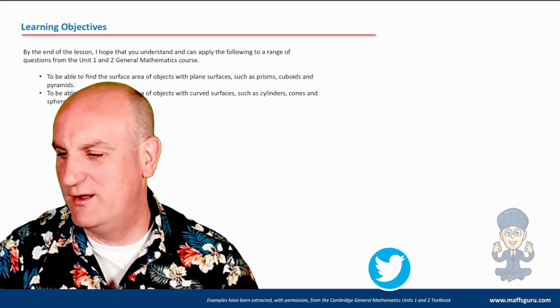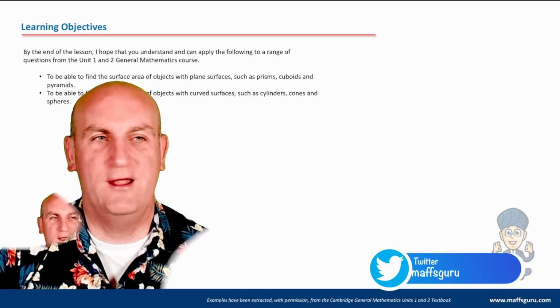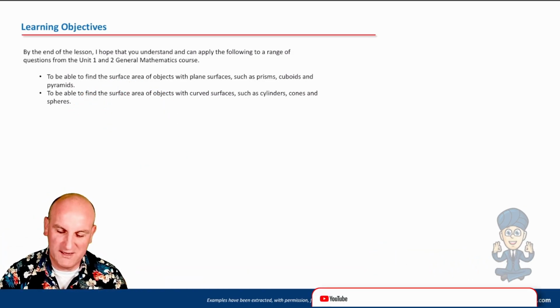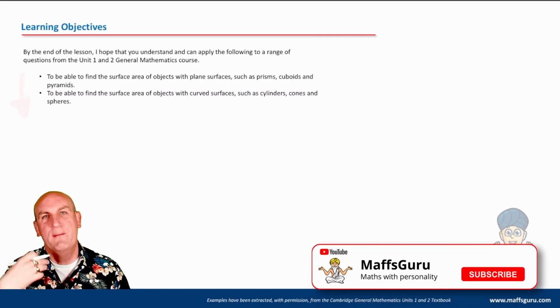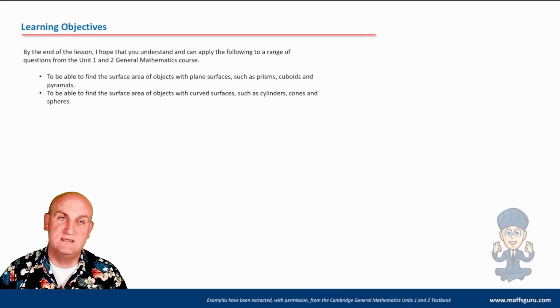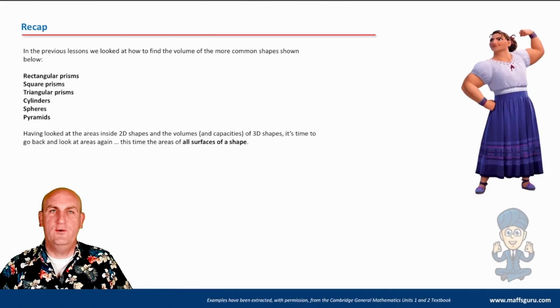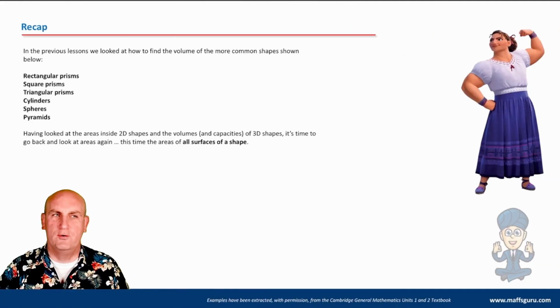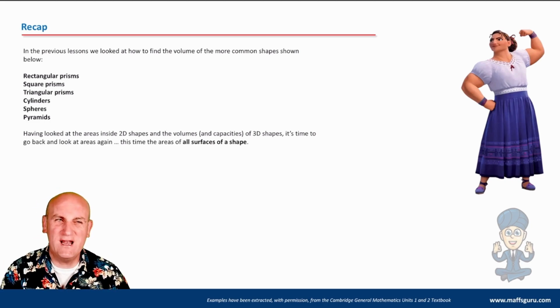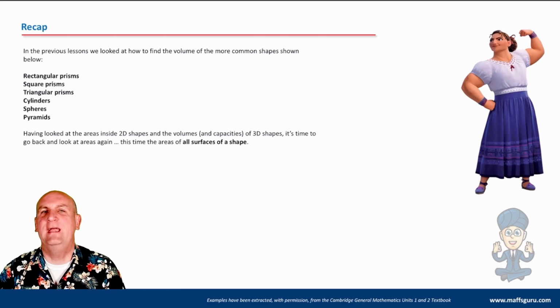I'm going to work through a load of examples and give you the theory and all that exciting stuff. But what am I going to go through? Well, if you want to know, pause the video and have a look behind me. Those are my learning objectives. And I'm pretty much continuing from the work we did before. You're going to go, what work we did before? Well, I've already looked at rectangular prisms, square prisms, triangular prisms, cylinders, spheres, and pyramids.